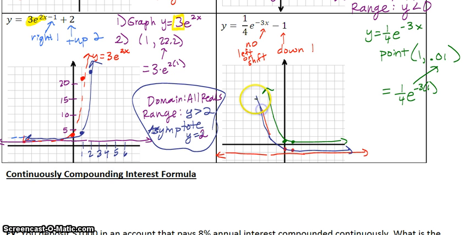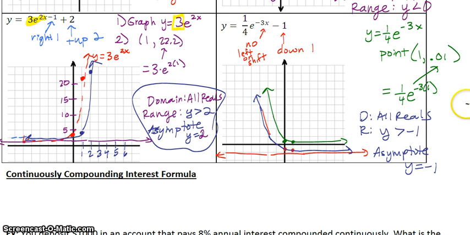There is my final answer. Asymptote is at y equals -1. Domain, all reals. Range, y is greater than -1. Please write down any questions you have on that and pause the video. Make sure you have that all written down. When you're ready, move on to the next section.